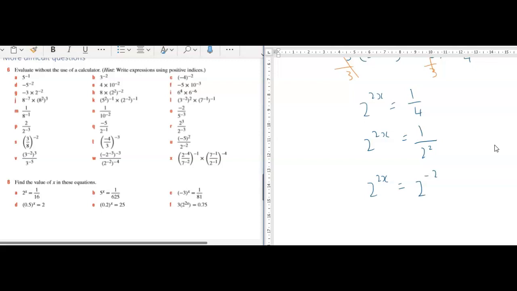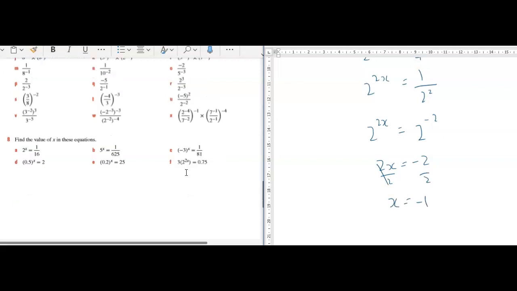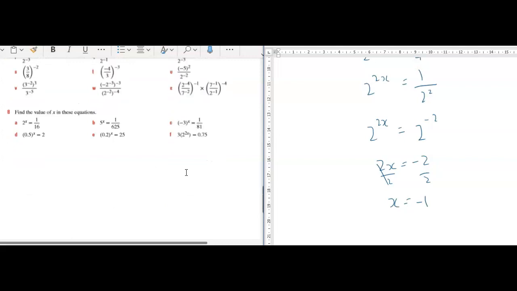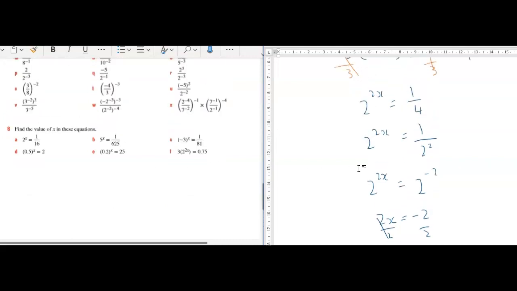So then now that we have our same bases, we just let our indices equal each other. So 2x is equal to -2. Divide both sides by 2 to get x by itself. So x is equal to -1. Okay, so quite a difficult question, and took me maybe two goes, three goes to explain it in a clear way.